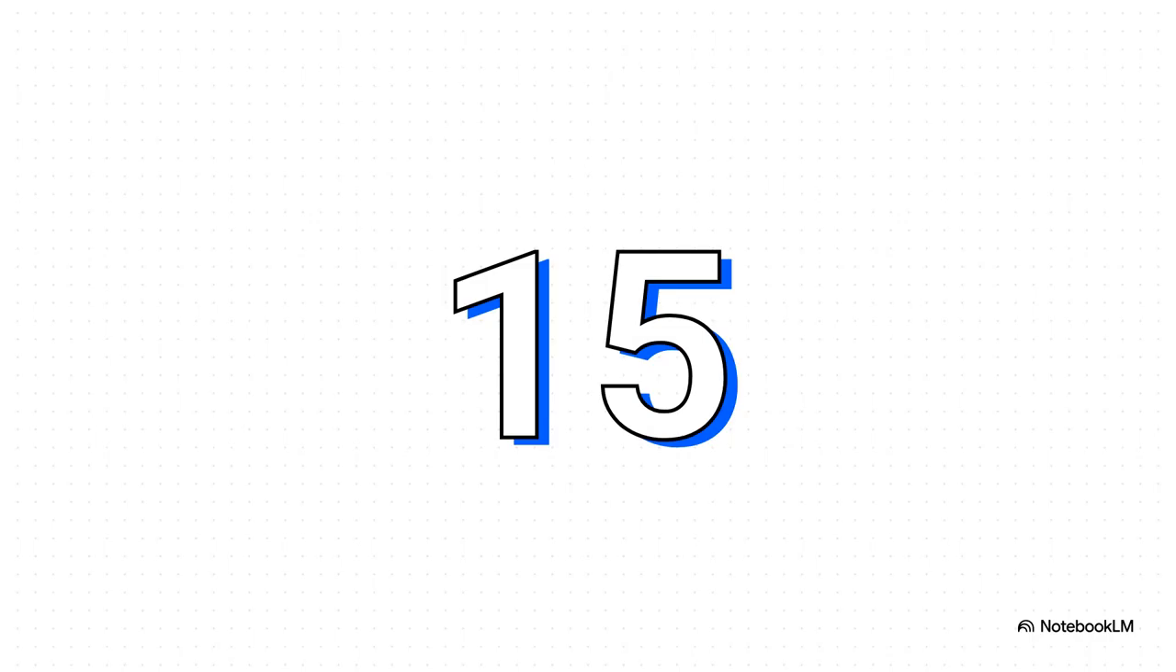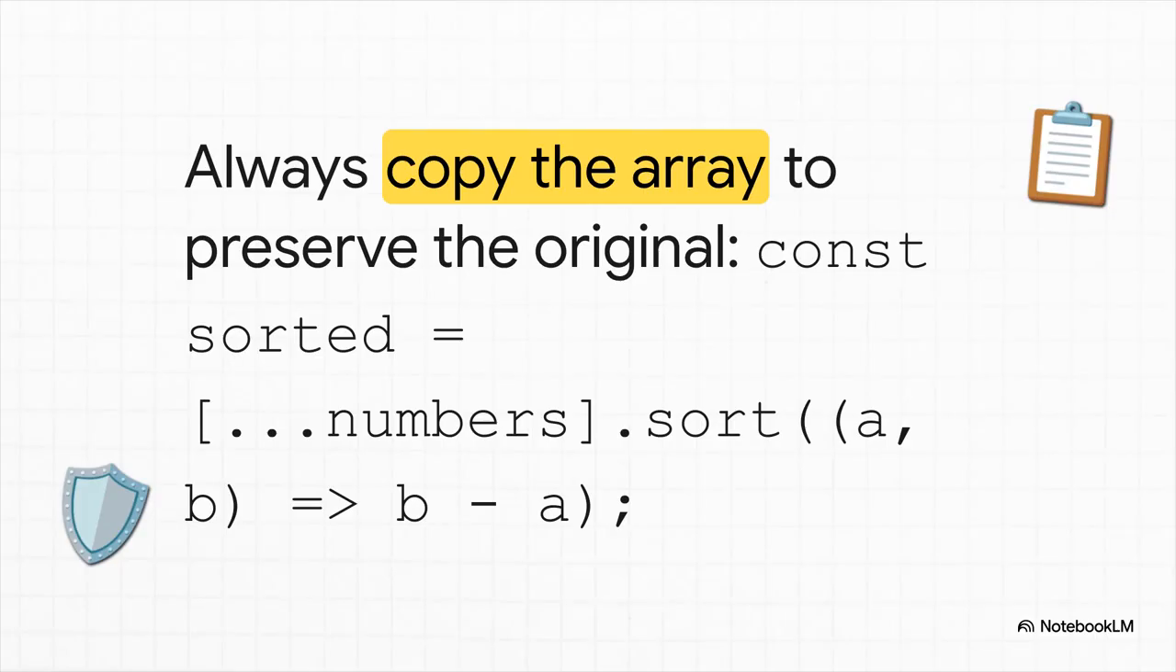And what's the final result? 15. The reduce method just crunched through the whole array for us. 1 plus 2 is 3, plus 3 is 6, plus 4 is 10, plus 5 is 15, and it handed us back that one single summary value. So powerful. Okay, pro tip time.